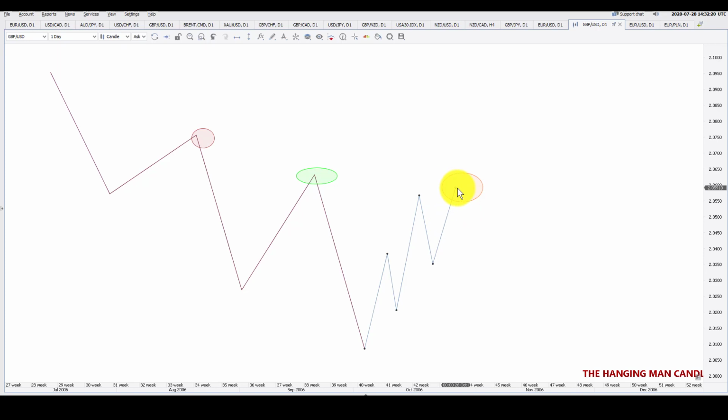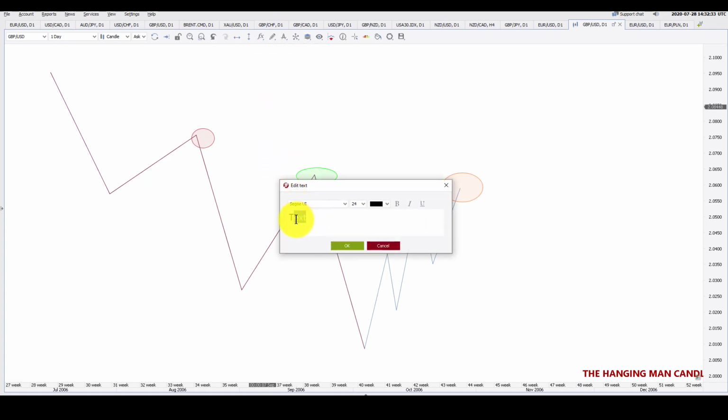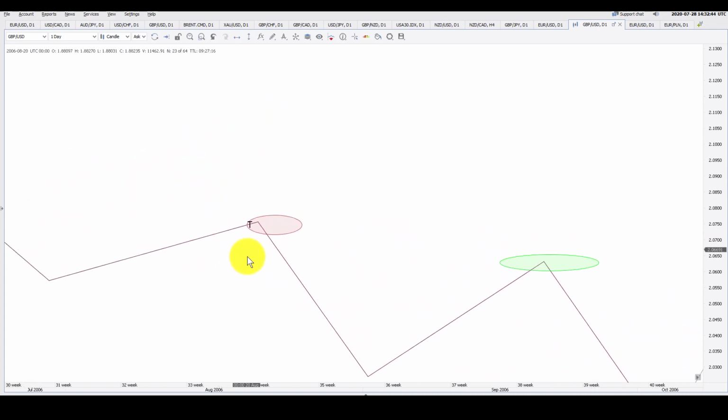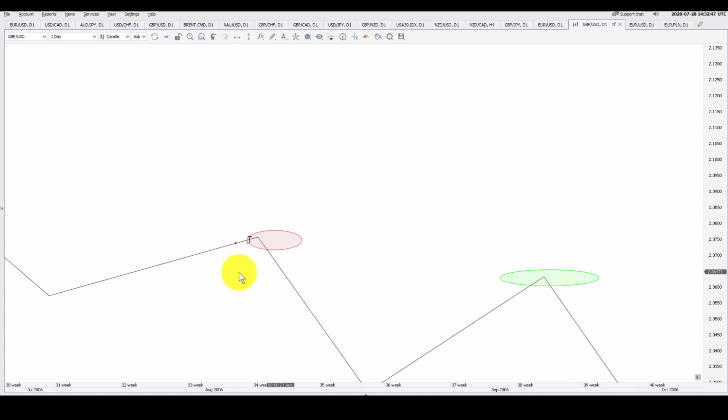Now what is the difference, and what type of pattern is the hanging man actually? The answer is that a hanging man pattern is like a typical T. This is how it looks. You will not believe it, but I will show you that it actually looks like a T.